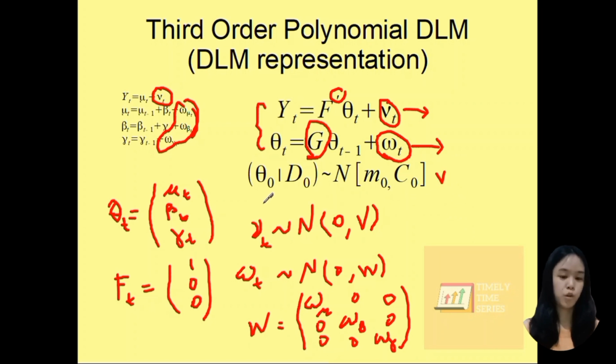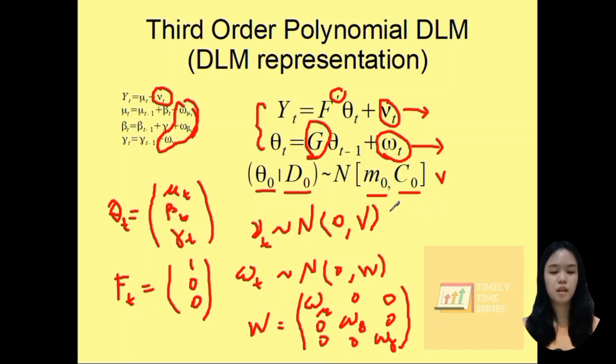Okay, now the last equation here, well, it's not an equation actually. This is an initial information. So in DLM, when you fit a model, you will be iterating the process at each time step. To get the iteration going, you need an initial information, right? So that's why we have a theta 0 given the set of information at time 0. That is normally distributed with mean M0 and variance C0.